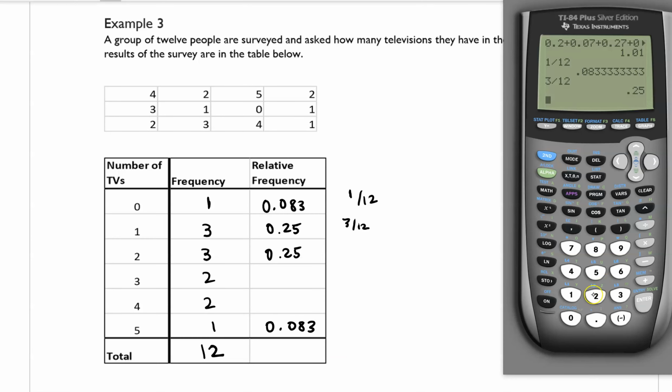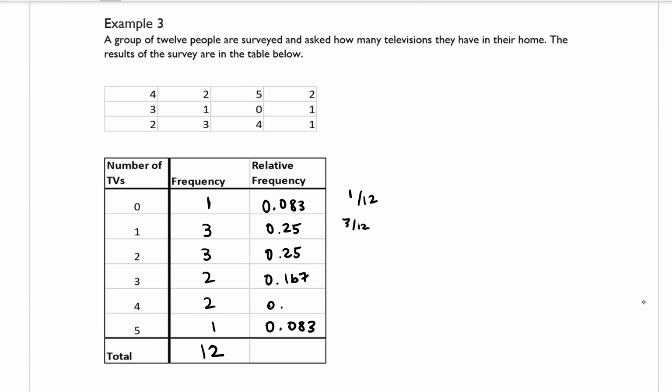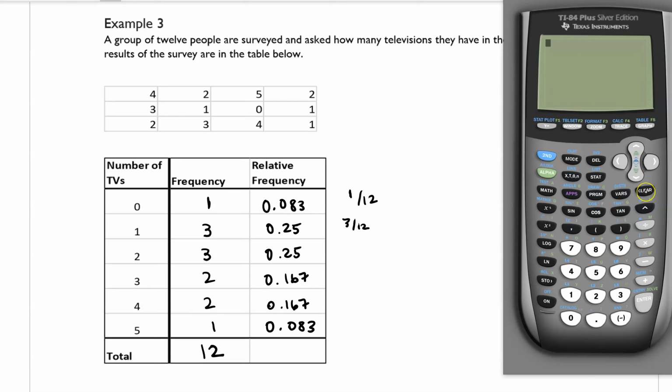And then lastly, we want to figure out what 2 out of 12 is. And that's 0.167, 0.167. Okay, so now let's go ahead and add these up to verify that we calculated it correctly. So 0.083 plus 0.25 plus 0.25 plus 0.167 plus 0.167 plus 0.083. And oh, look, it adds up to 1.